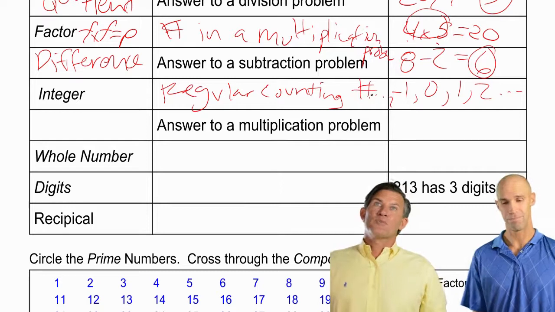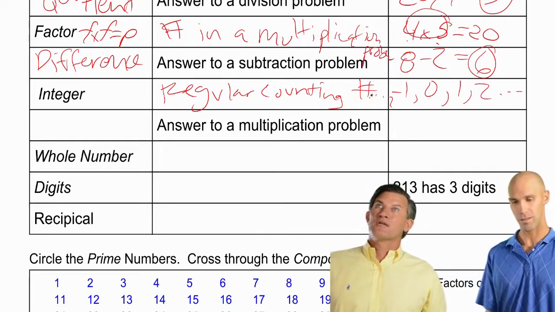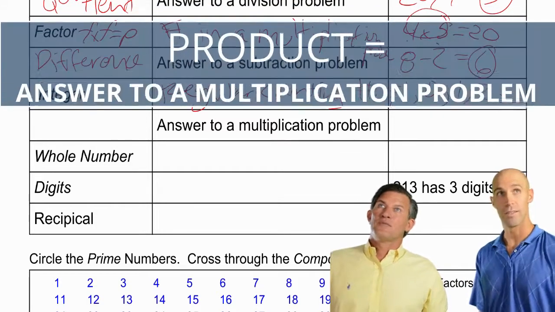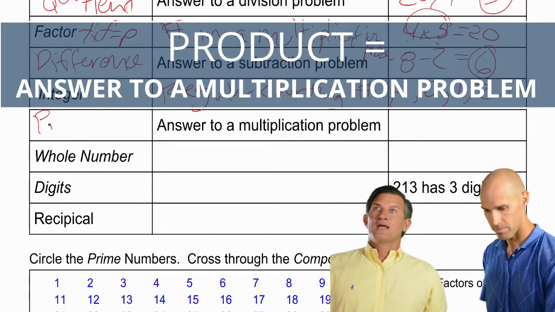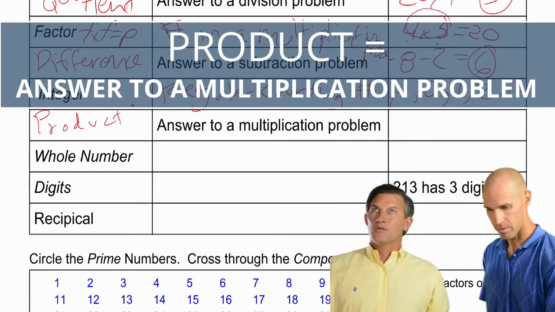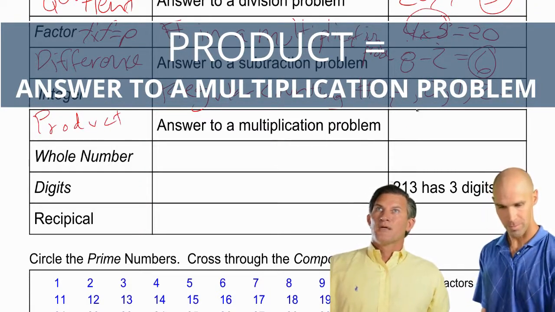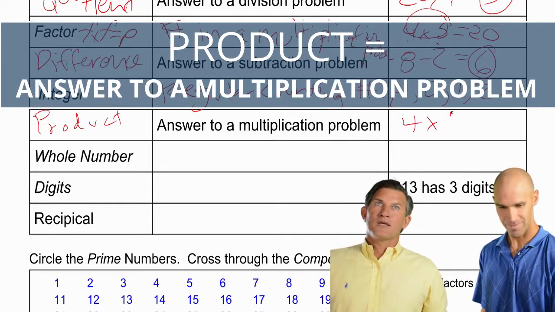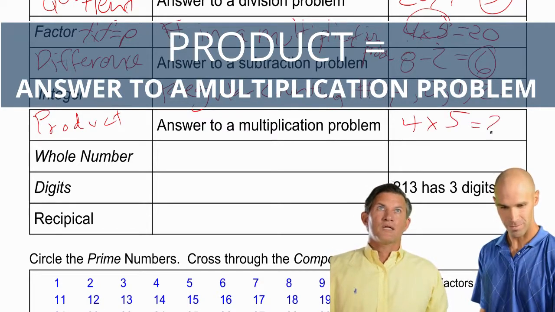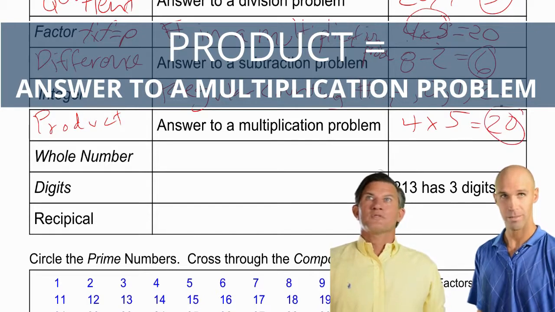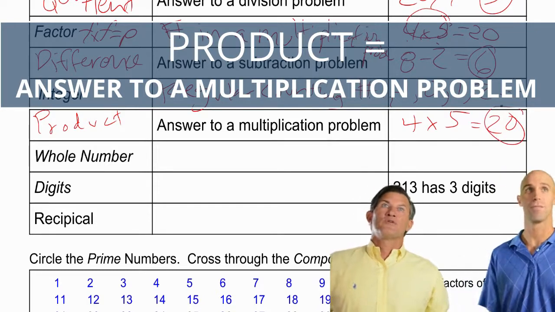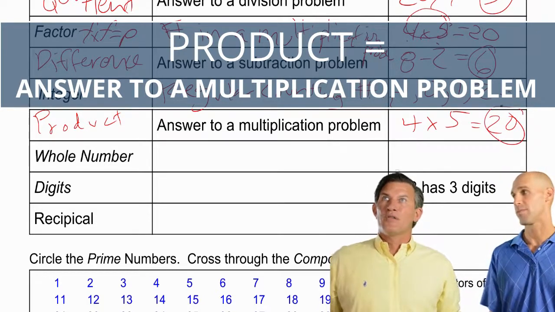The answer to a multiplication problem we already covered. It starts with a P. It is called a product. I like that, it's like the Industrial Revolution. You get some people together and they multiply their efforts and they end up with a product, and then they can sell it. Capitalism. Okay, the product is the 20. The 4 and the 5, remember, are the factors.